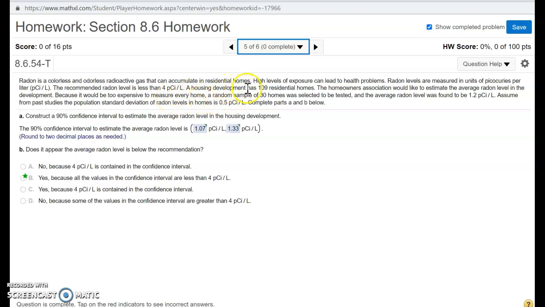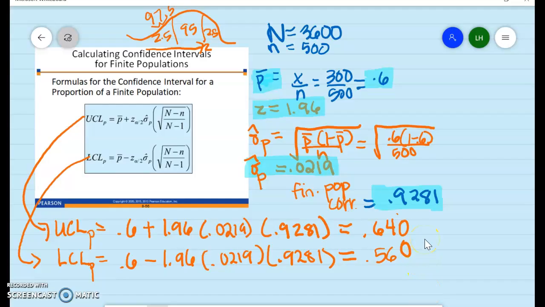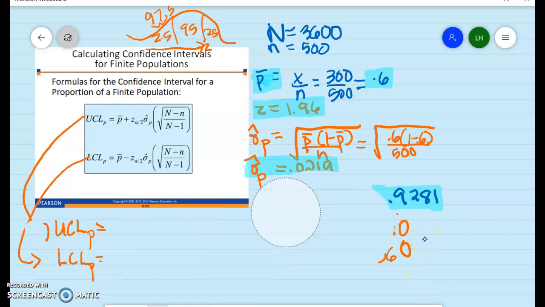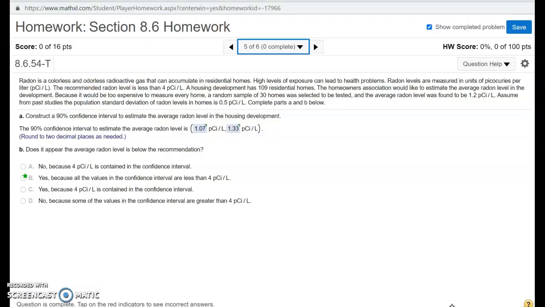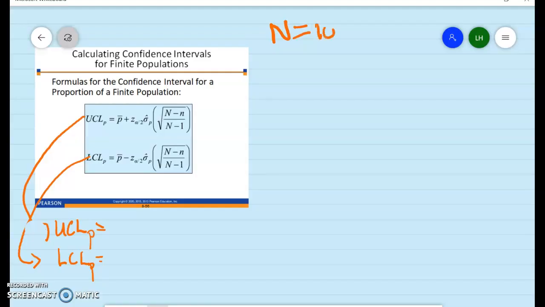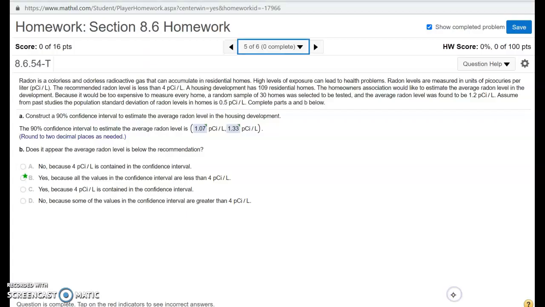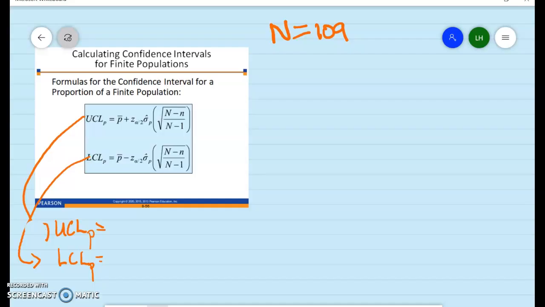Okay, a housing development has 109 residential homes. So the entire housing development has 109 residential homes. So the finite population here is 109. Okay, let's keep going. The Homeowners Association would like to estimate the average radon levels in the development. Because it would be too expensive to measure every home, a sample of 30 homes was selected to be tested.